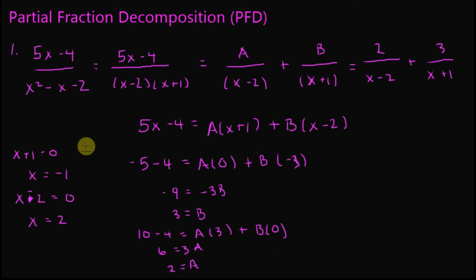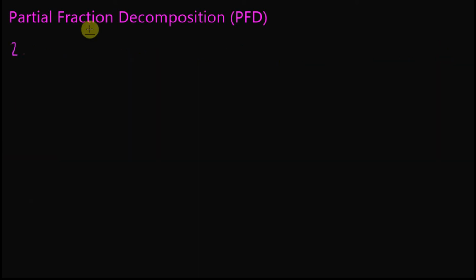Now let's try and move into some more complicated examples. This next problem is going to require us to be a little more careful. Let's try to rewrite 10x plus 35 over x plus 4 squared as a partial fraction.